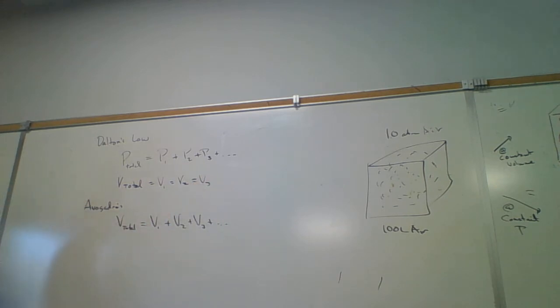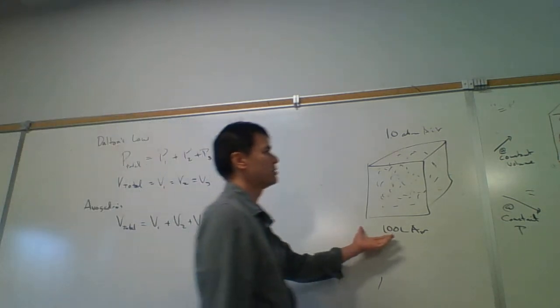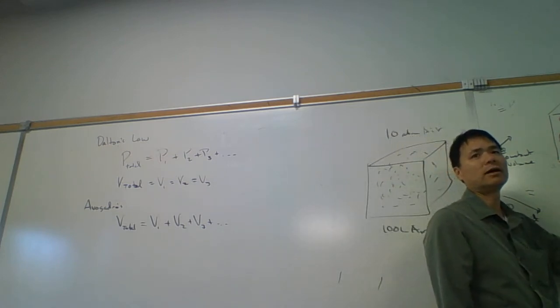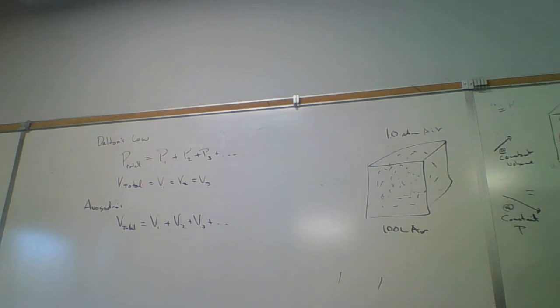And so the total volume is going to be the same as the volume for gas 1, the volume for gas 2, gas 3. So this is why if I have 100 liters of air, and air consists of nitrogen and oxygen, how many liters of nitrogen do I have? I have 100 liters. How many liters of oxygen do I have? 100 liters.